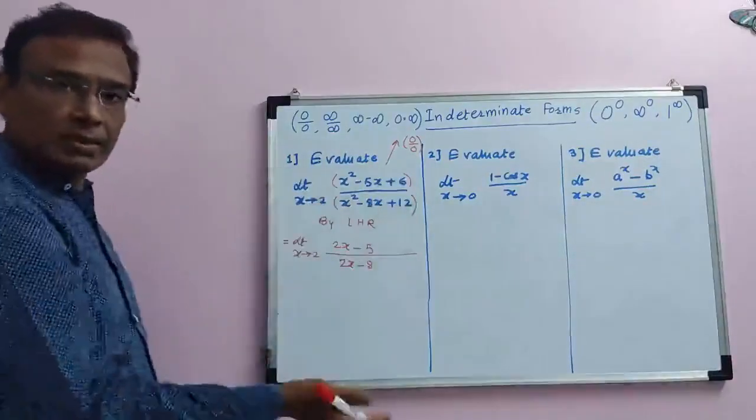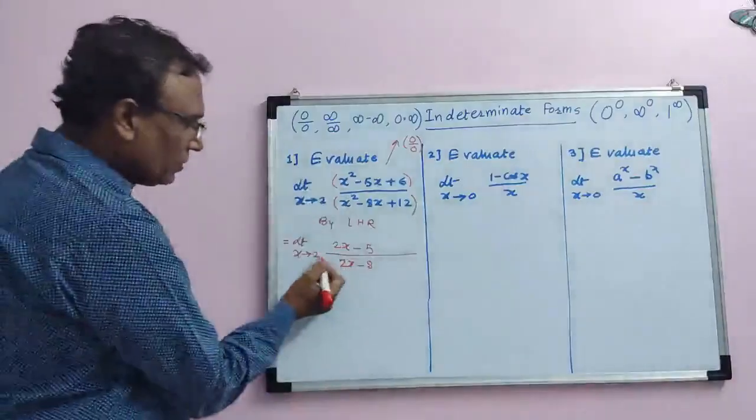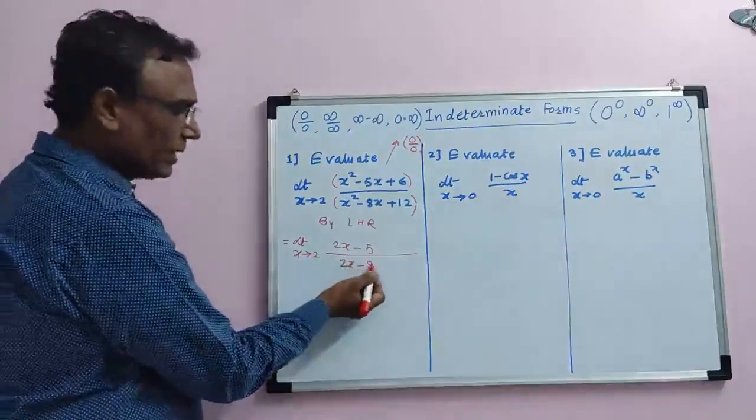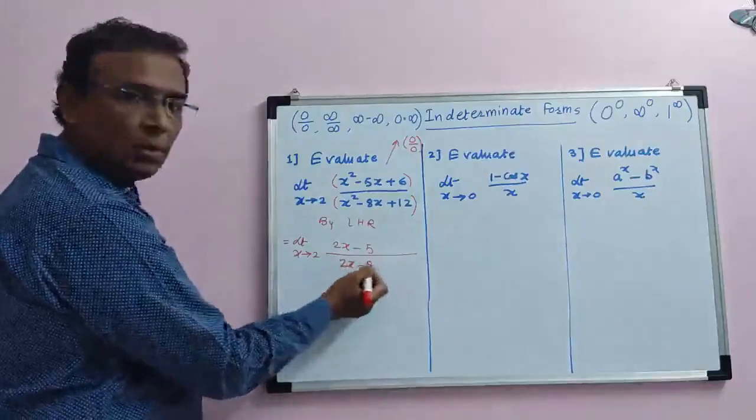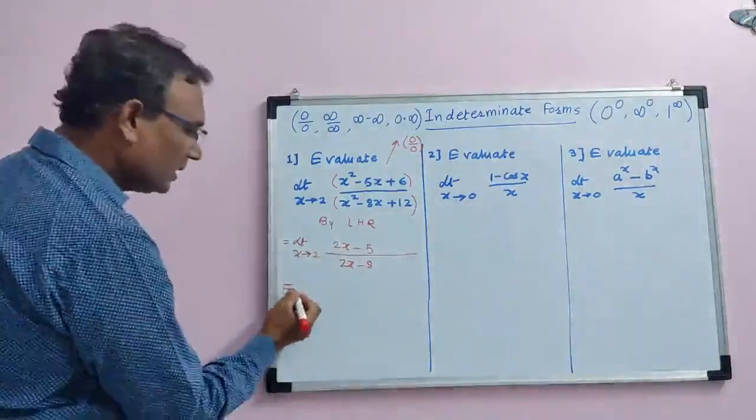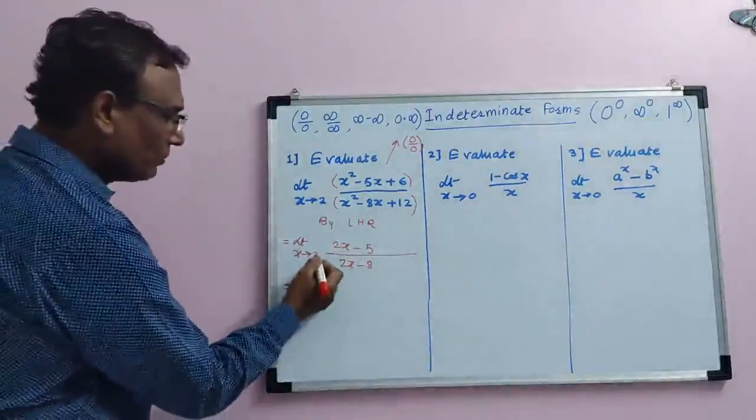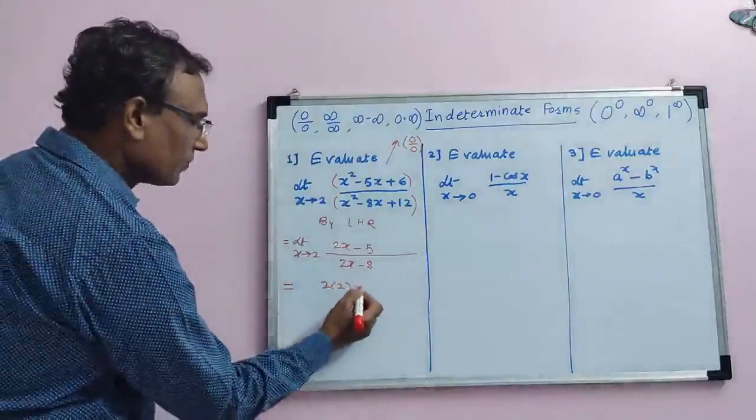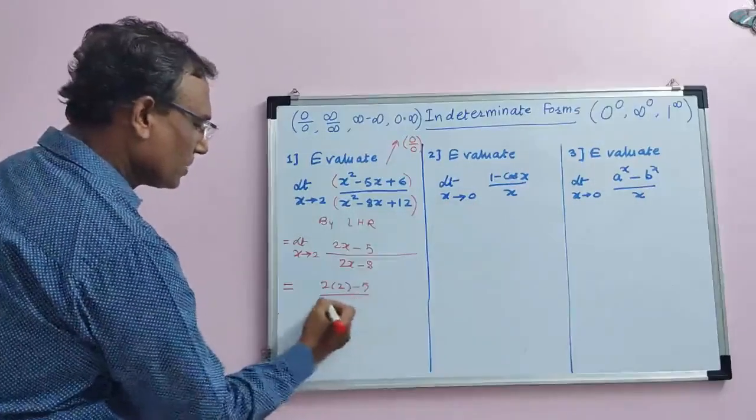Now again the same thing you have to do. Put x equal to 2. If you put x equal to 2, 2 into 2 is 4, 4 minus 8 is minus 4. In the denominator we are not getting 0. By putting x equal to 2 in this step, just put down the value of x. x equal to 2 I have to substitute. See, x equal to 2 I am going to substitute.